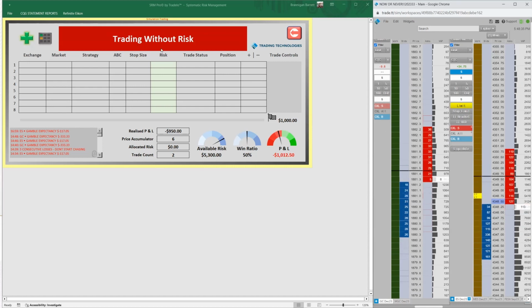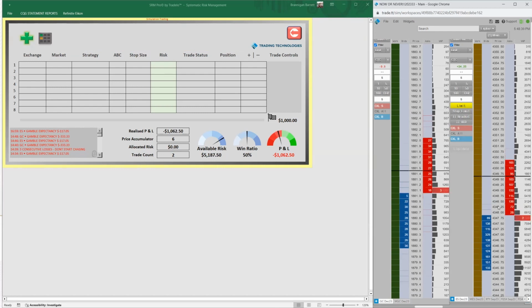Okay, for now, just ignore this little thing going on here. It's just a guardrail talking to me. I'll talk more about that in a minute.